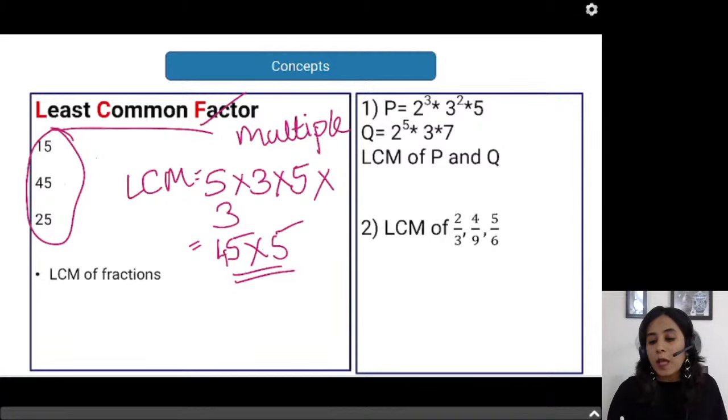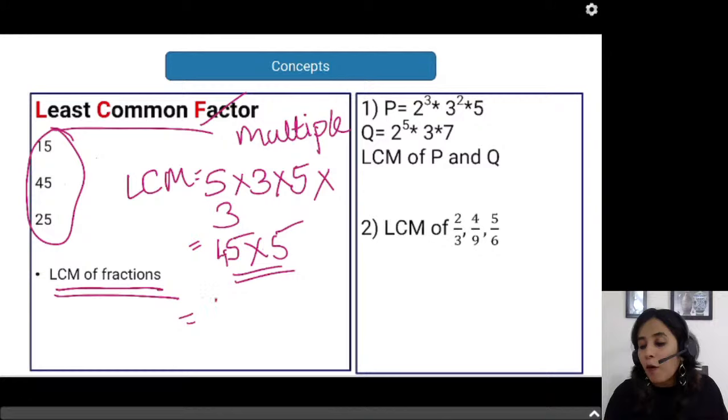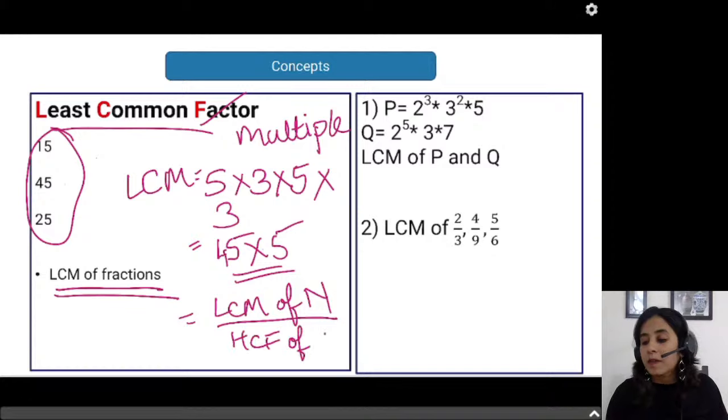Now, how do you calculate the LCM of fractions? LCM of fractions is nothing but the LCM of the numerator divided by the HCF of the denominator. This formula is similar to the one that we had seen yesterday, which was HCF of fractions. In case of HCF of fractions, we used to take the HCF of the numerator and divide it by the LCM of the denominator. Here we are asked about the LCM of fractions, so we take the LCM of the numerator and divide it by the HCF of the denominator.